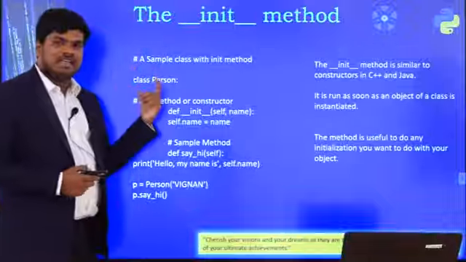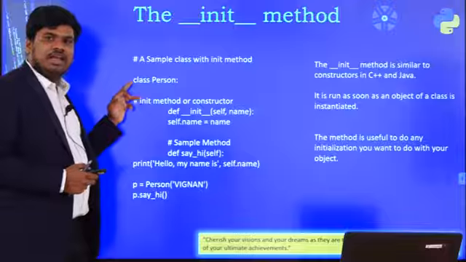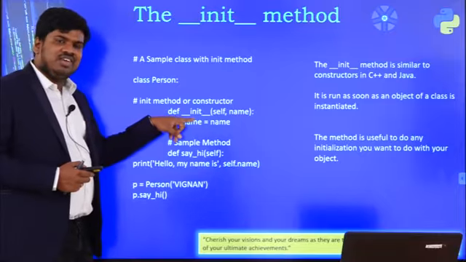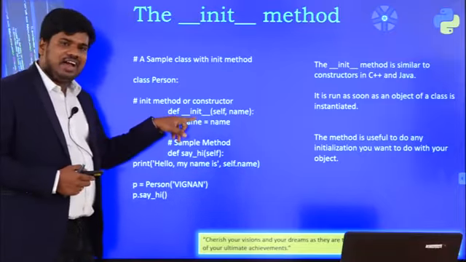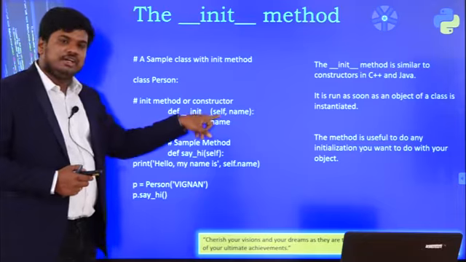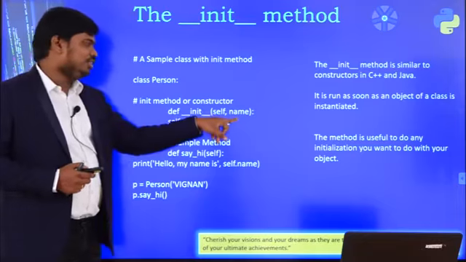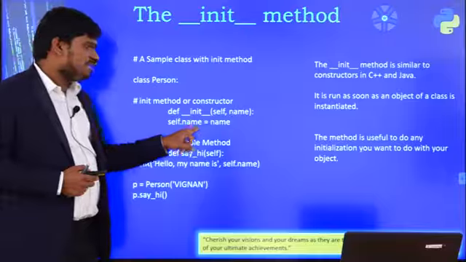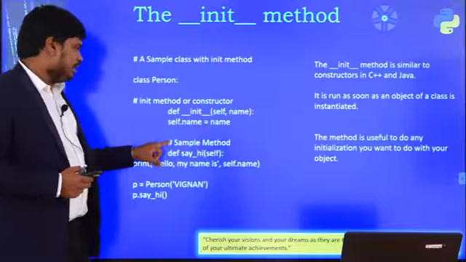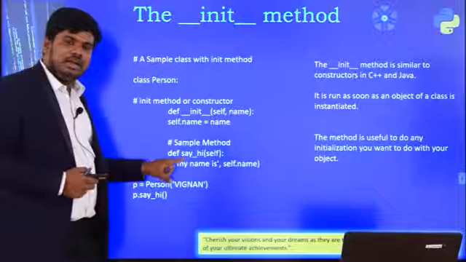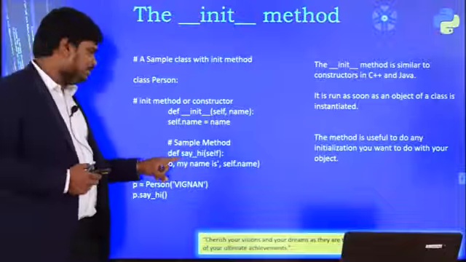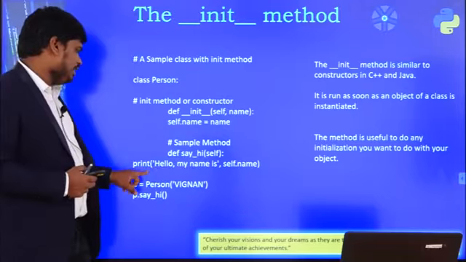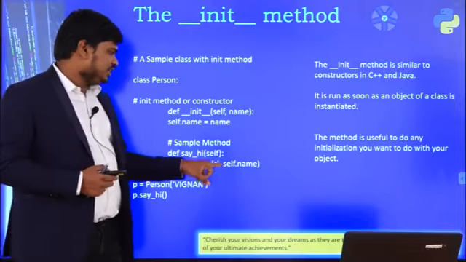Observe this in a sample example clearly. I have taken one class, and the name of that class is Person, and inside I have defined a function with def, and I have defined a constructor, and here I have used the self keyword, and then name. In the next line, self.name is equal to name. I'll explain that. Coming to the next one, I have written one more method, and the name of that method is say underscore hi, self. And next, print hello, my name is self.name.